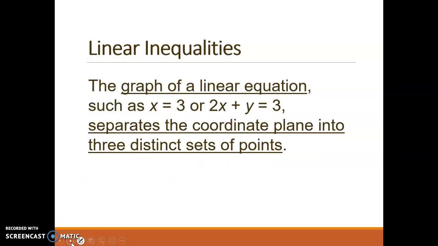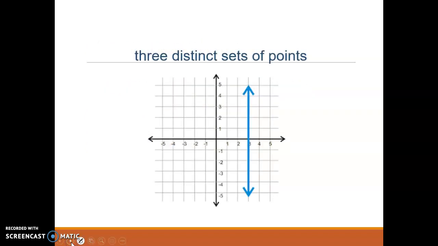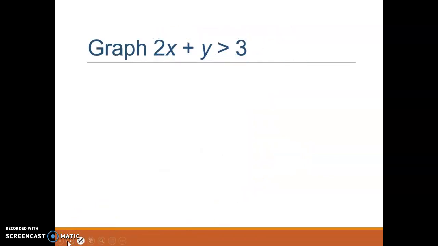The graph of a linear equation, such as x equals 3 or 2x plus y equals 3, separates our coordinate plane into 3 distinct sets of points. So let's say we were to graph x equals 3. The 3 distinct sets of points that we get are the points that are right on the line x equals 3, and then we have all the points to the left of the line, or less than 3, and all of the points to the right of the line, or the points that are greater than 3. So you can see we have 3 distinct sets of points.